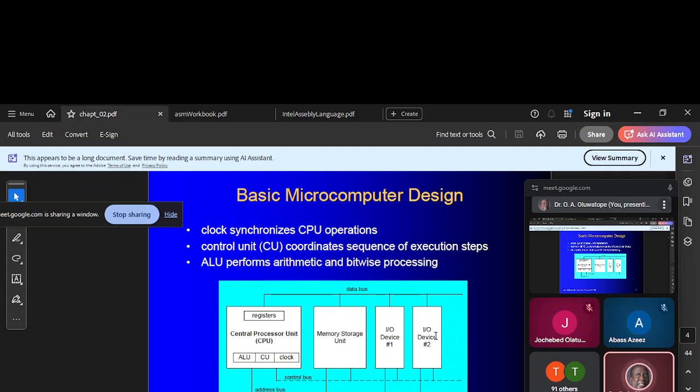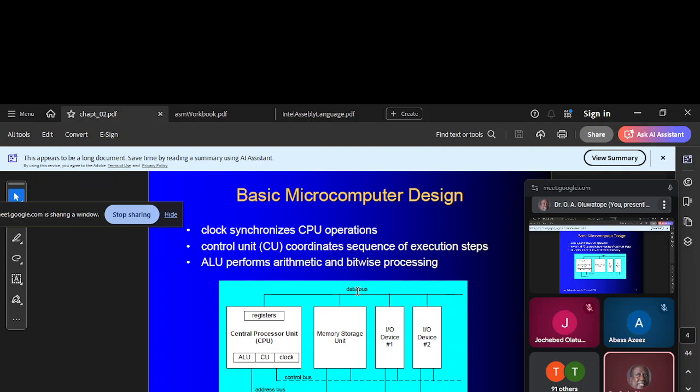The three paths are very, very key. You must please note these three paths. The three paths are the pathways of instructions and data. The first pathway is the data pathway, which can also be described as the data bus.